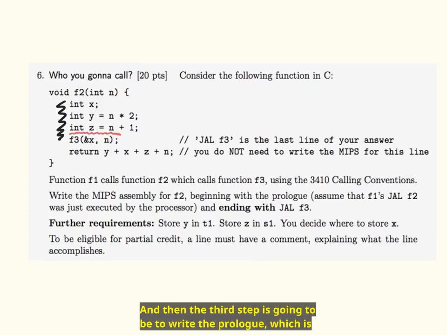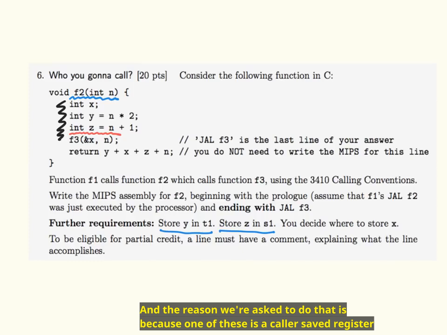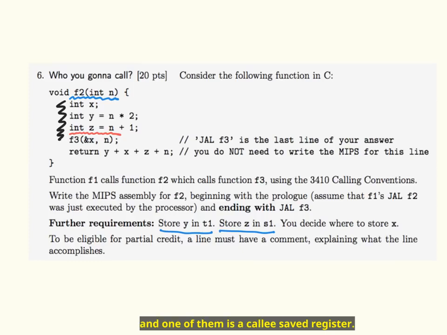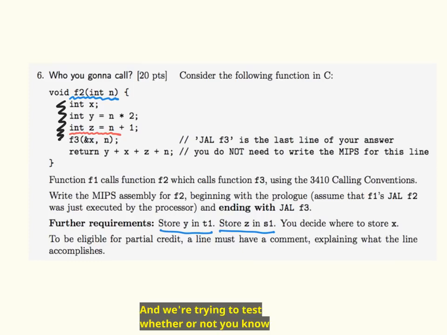And then the third step is going to be to write the prologue, which is the MIPS assembly that happens prior to the body. That's going to go right here. The question has a further stipulation that we are supposed to store the value y in register T1, and we are supposed to store the value z in register S1. The reason we're asked to do that is because one of these is a caller saved register and one of them is a callee saved register, and we're trying to test whether or not you know how to treat each of these register types.